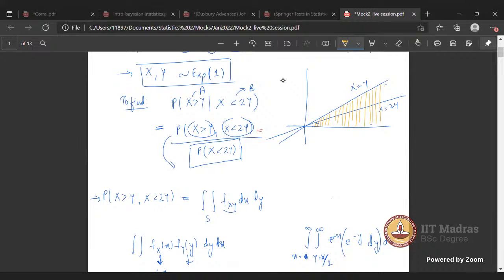So if we want to find this area, you should have e to the power minus x, e to the power minus y, dx dy, and your y is varying from 0 to x, and x from 0 to infinity. Then the same thing, y varying from 0 to x by 2 and x varying from 0 to infinity, and then subtracted. This is what you have done, right?